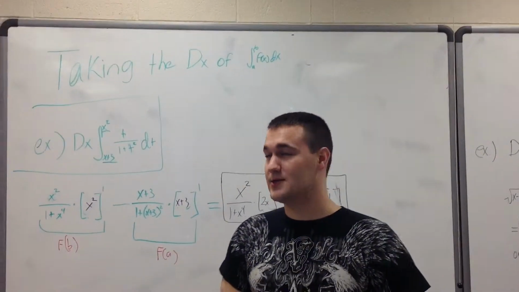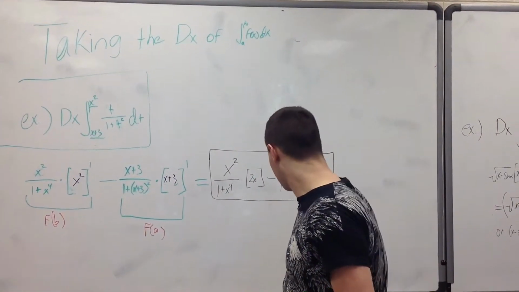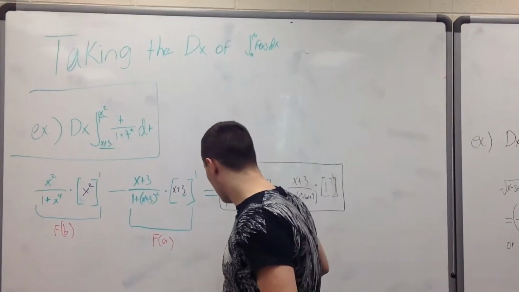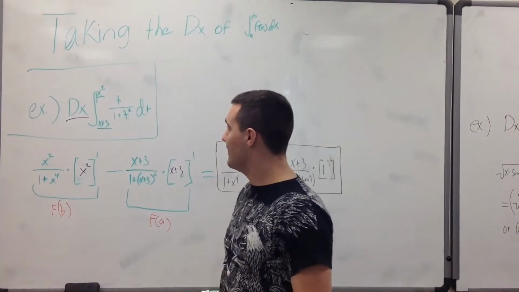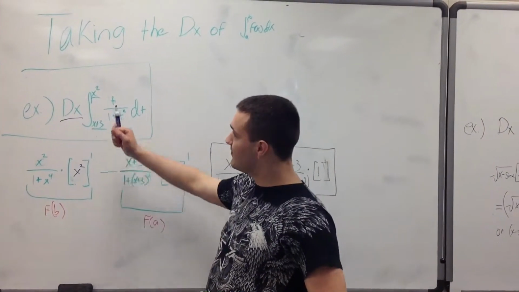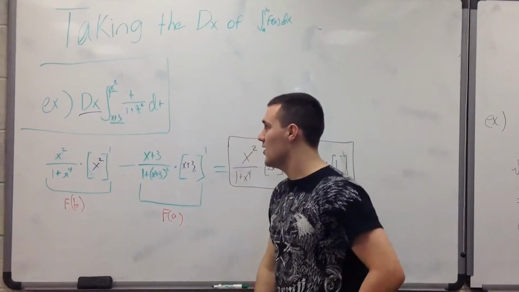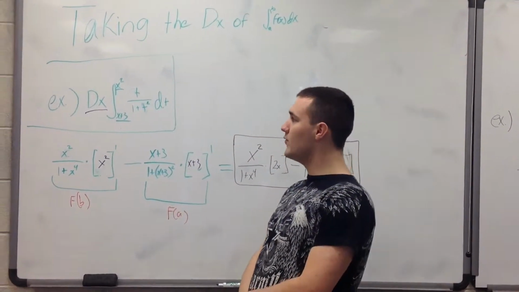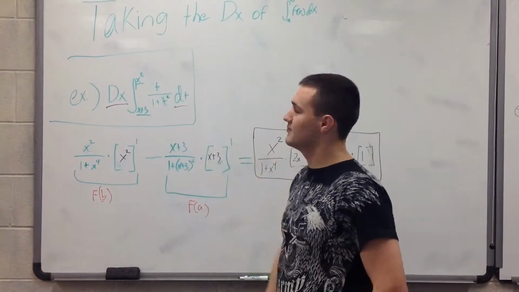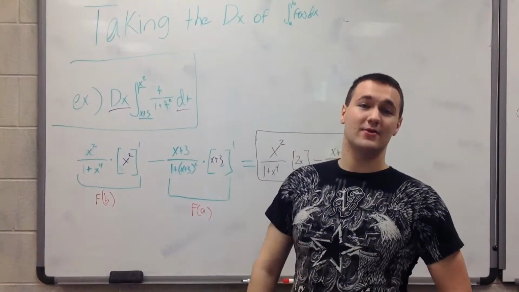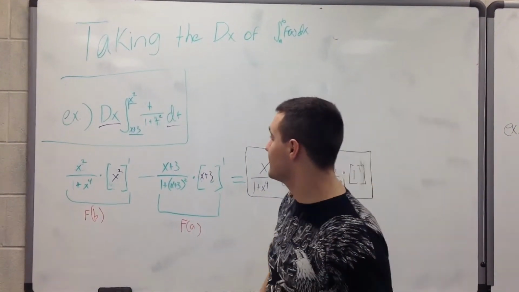So say we have the problem where we're trying to take dx of the antiderivative with base b being x squared and base a being x plus 3, with the function t over 1 plus t squared dt. This is going to be a little confusing at first. You're not going to know what to do, but here's what you do.